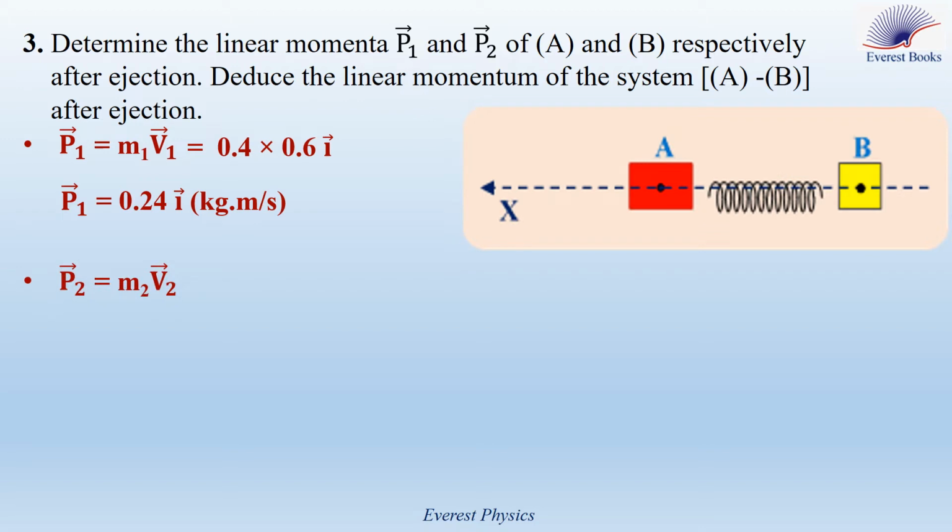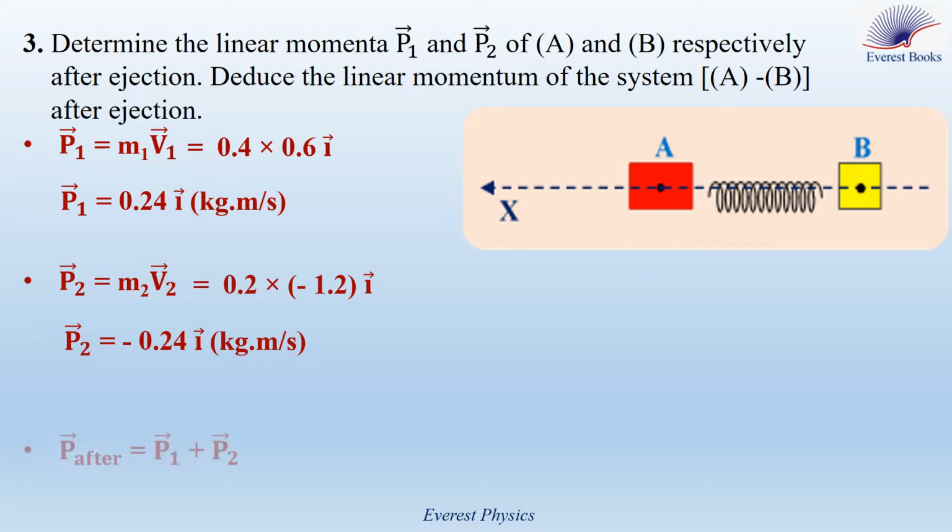Similarly, for block B, p2 is given by m2 times v2. m2 is equal to 0.2 kilogram and v2 is calculated in part 1, which is equal to minus 1.2 i. Therefore, p2 is equal to minus 0.24 i in kilogram meters per second. Now, the linear momentum of the system is the vector sum of the linear momentum of A and that of B.